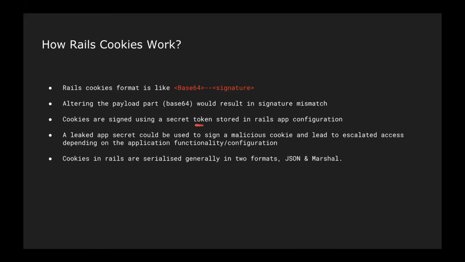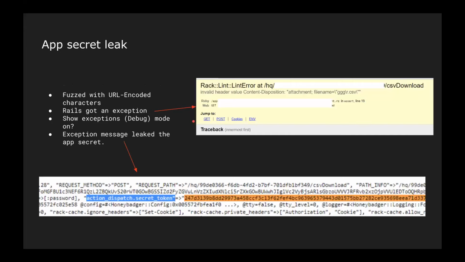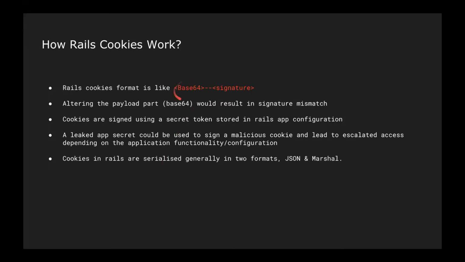Okay, so now that we have a secret token linked here, we could make use of that to sign our own cookies and potentially make the application use some application feature to escalate some level of access. But I didn't have much success there. So I looked more into it, what else I could do with this.